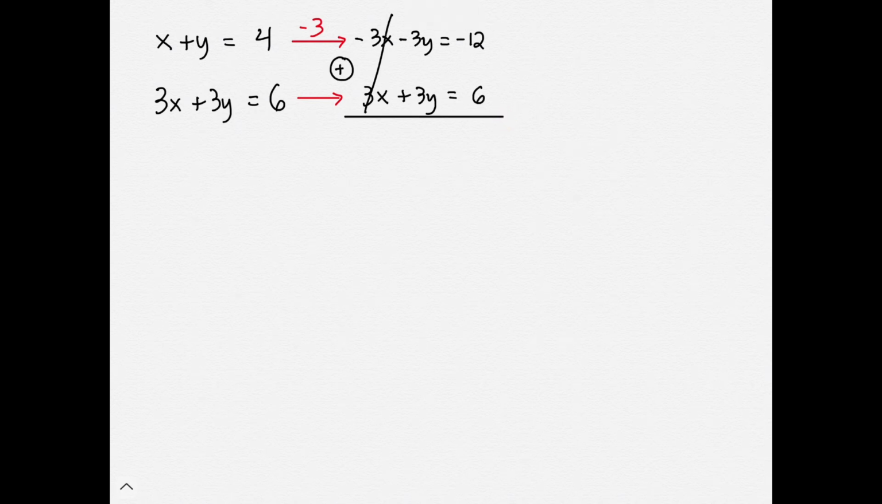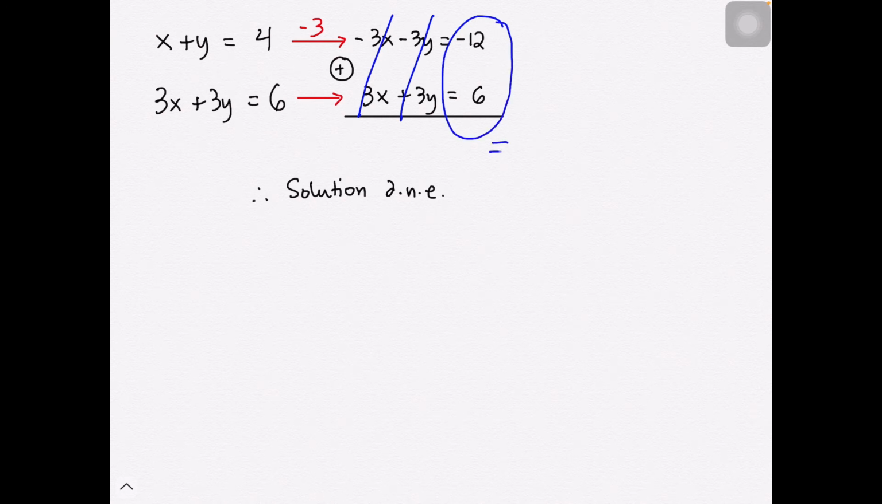Observe that we actually cancel out both our x and y's. In this case, the solution does not exist, or the solution is empty. Specifically, this happens if the left side or one side of the equation does not equate to the other side of the equation.